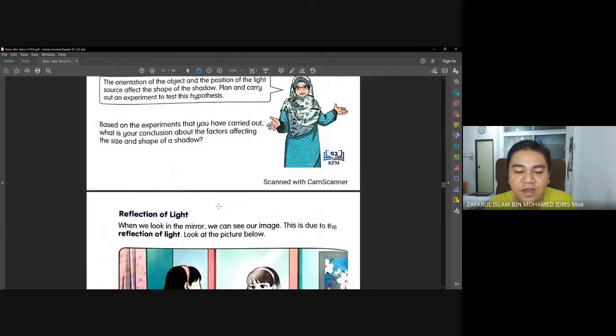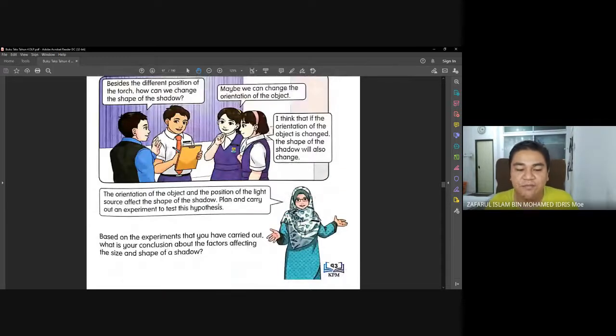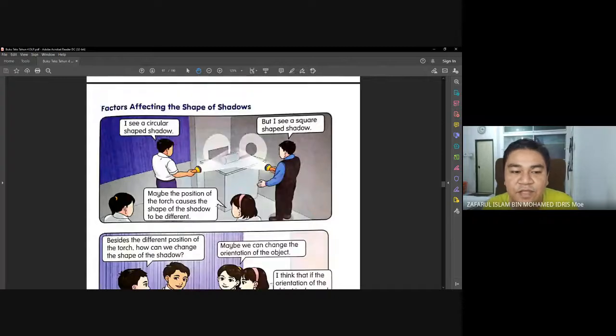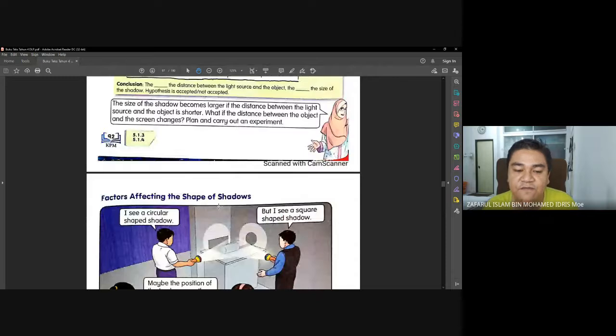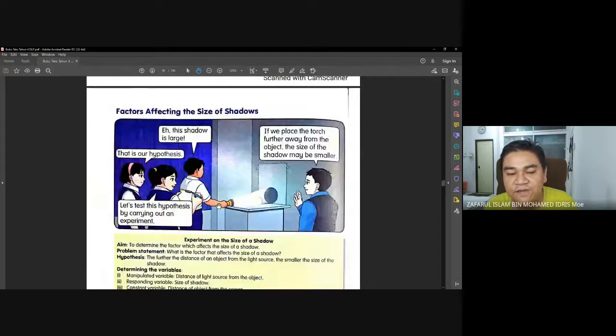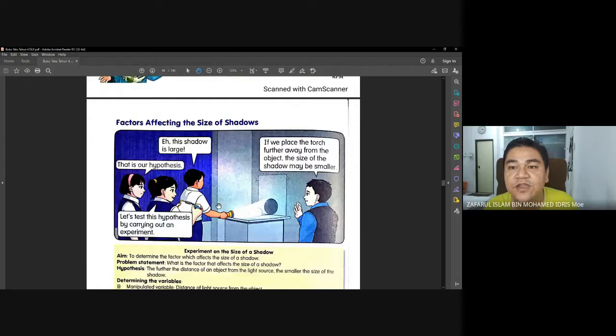So ada tak soalan? Nanti kita ni semua tahu dah banyak sangat. Nanti habis pula. Sebab for the properties of light, actually every subtopic you must do the activity. Okay, so next week saya akan buat Google Meet tapi saya akan tunjukkan the experiment for the shape of the shadow. The factor that affecting the size and the shape of a shadow.